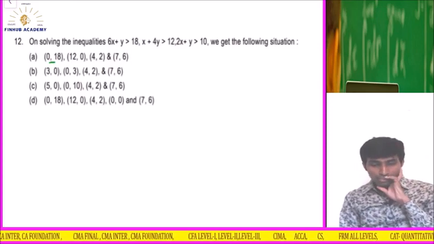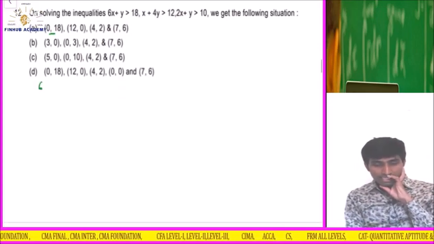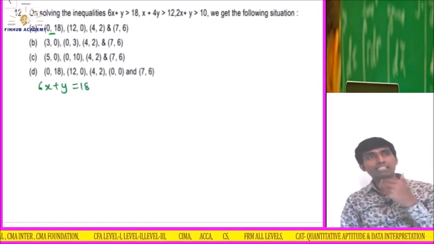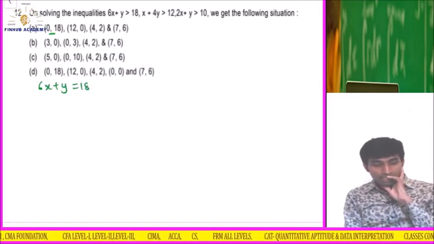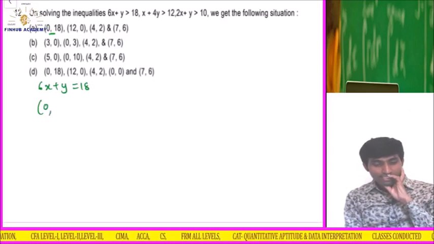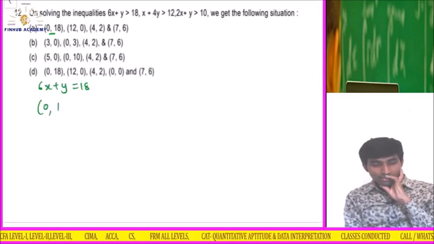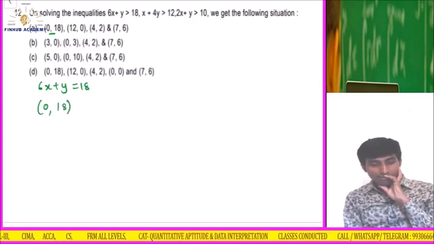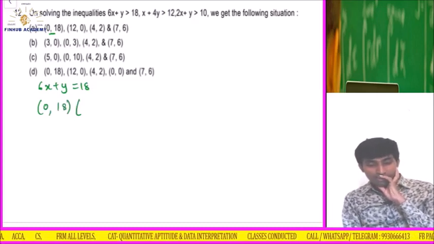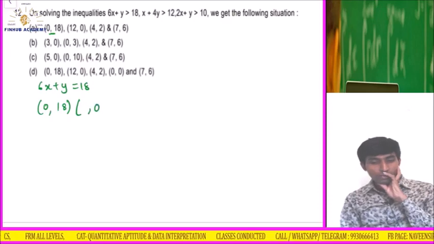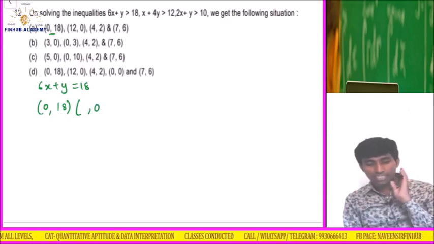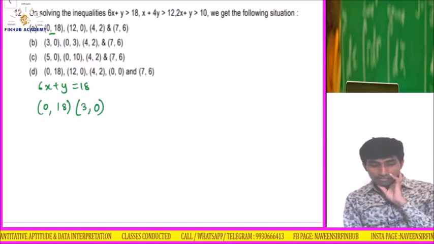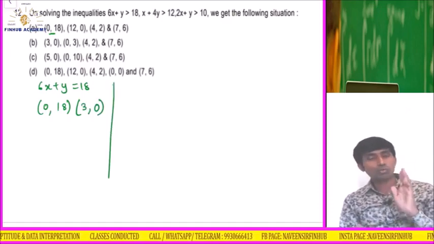So how we used to do this sum, let's say 6x plus y is equals to 18. I will write. It does not make any sense if it is greater than or equals to. If x is 0, then 6 into 0 is 0, so y is 18. But if y is 0, then 6x is equals to 18, so x is 3. That is 3 comma 0. Understood? So I have got two coordinates.